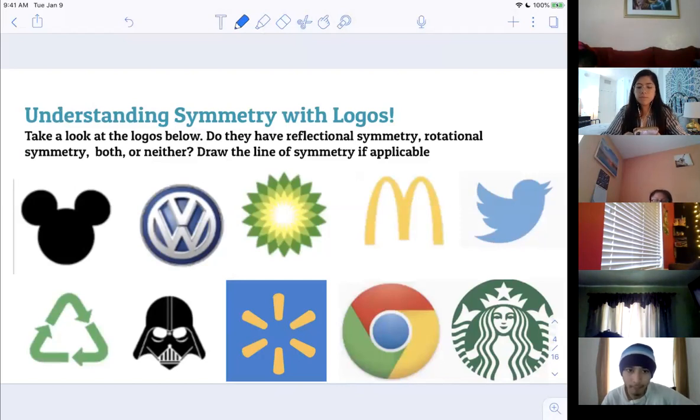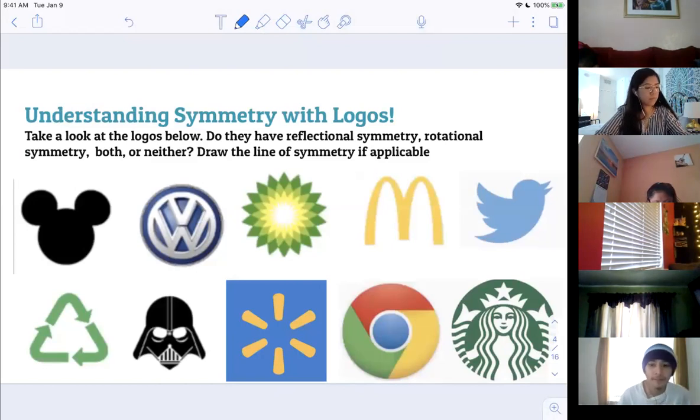Miss, so you said that reflectional symmetry is when you can fold it in half, right? Mm-hmm. And then rotational, okay, got it. Thirty seconds.